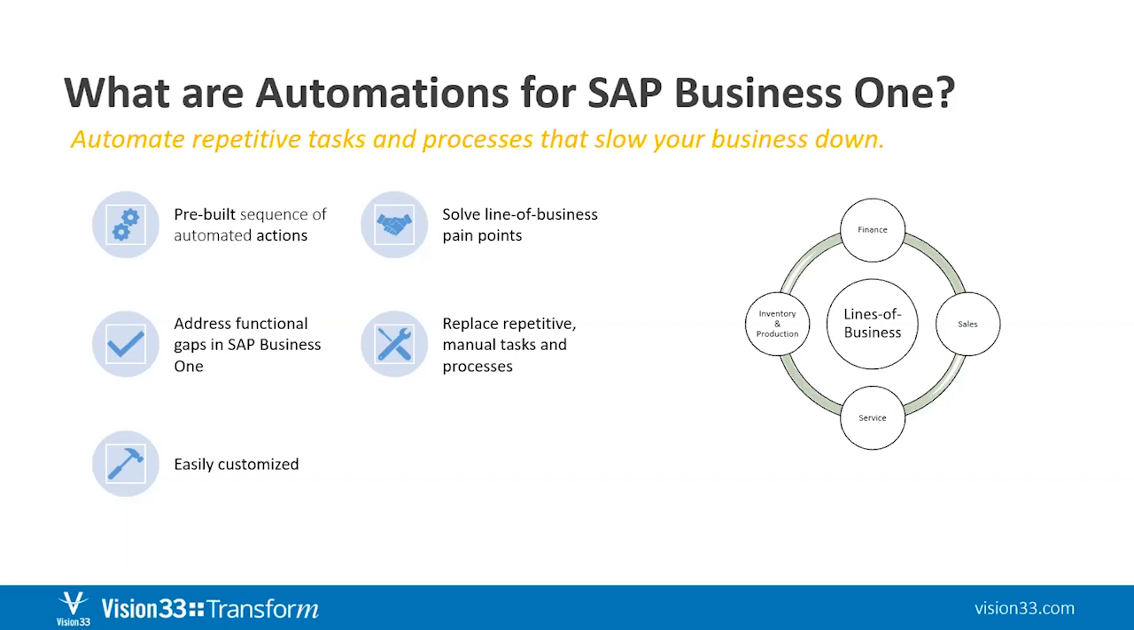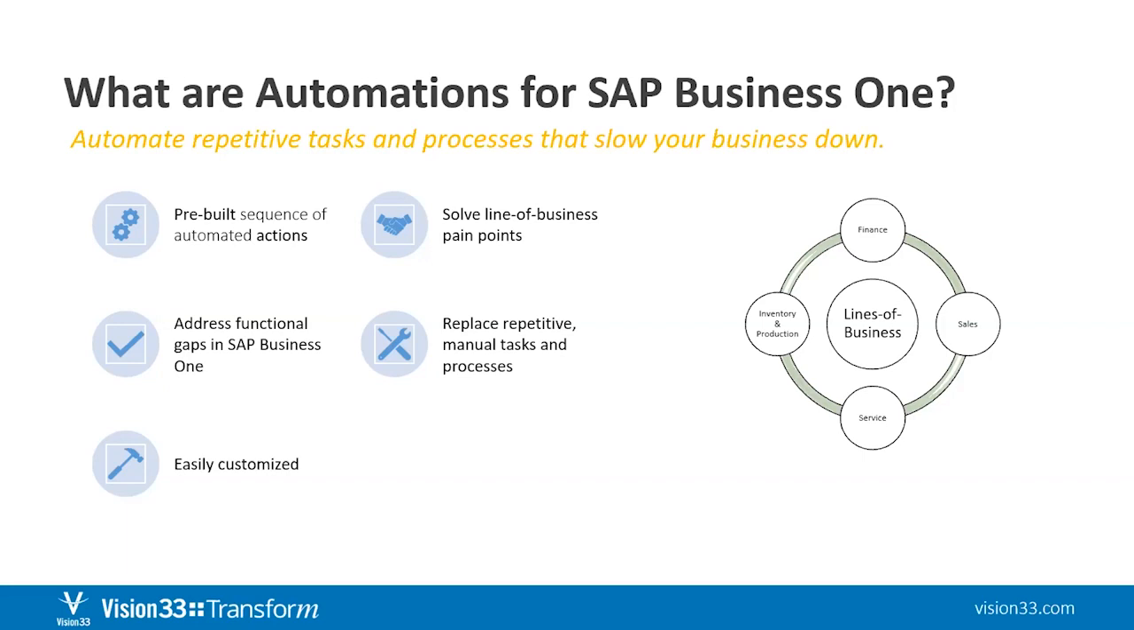Automation has been around for a really long time, but it is often viewed as inaccessible for small and mid-sized companies, for various reasons. It could be due to expense or lack of resources or missing skill sets. Each automation for SAP Business One is designed to address a functional gap, and these gaps often impact one or more lines of business within a given company, from finance to sales, services, and inventory, even production teams.